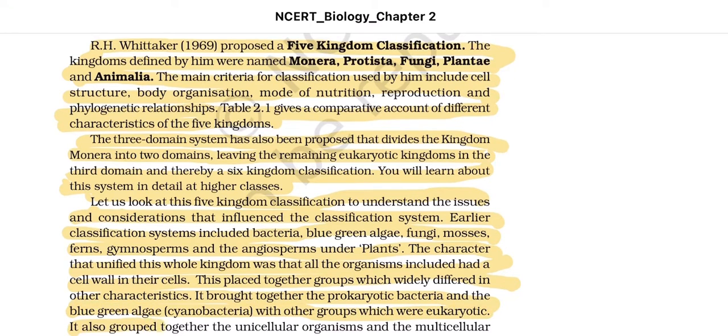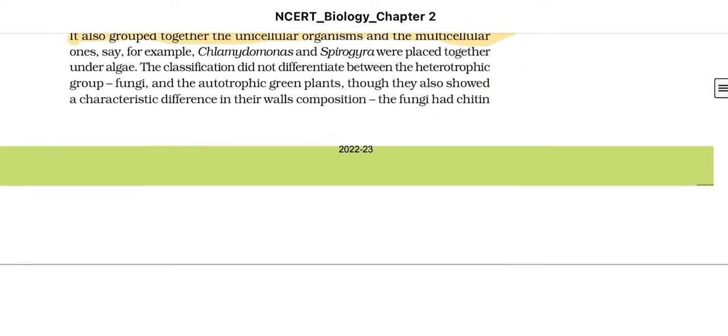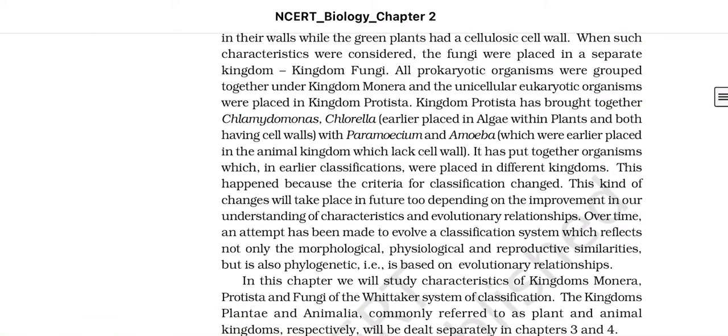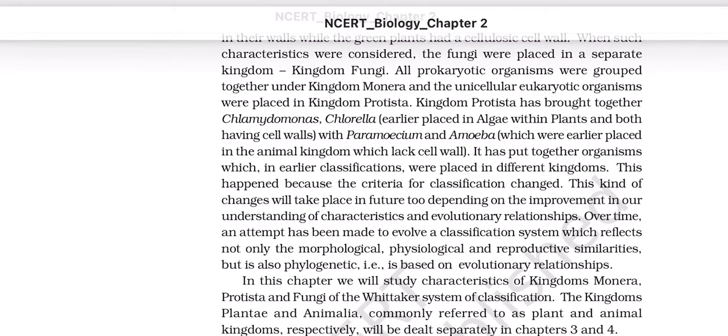It also grouped together the unicellular organisms and the multicellular ones. Say, for example, Chlamydomonas and Spirogyra were placed together under algae. The scientific classification did not differentiate between the heterotrophic group, fungi, and the autotrophic green plants. Though they also showed a characteristic difference in their wall composition, the fungi had chitin in their walls, while green plants had a cellulosic cell wall.